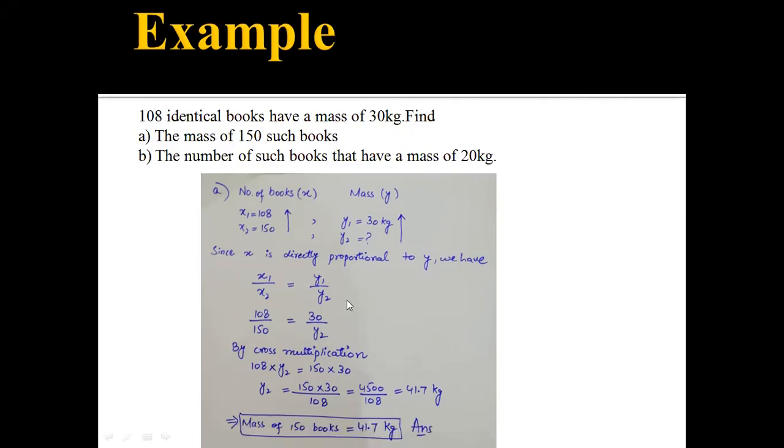So we have put the values over here, which are known, and the unknown y2 is written as it is. Now, by cross multiplication, 108 multiplied by y2 is equal to 150 multiplied by 30. Now 108 is multiplying on the left hand side, on the right hand side it will divide. So y2 is equal to 150 multiplied by 30 divided by 108. 150 multiplied by 30 is 4500, over 108 is 41.7 kg. So y2 equals 41.7 kg. y2 is the mass of 150 books, so the mass of 150 books is equal to 41.7 kg.